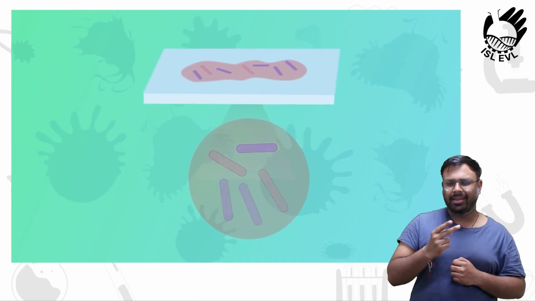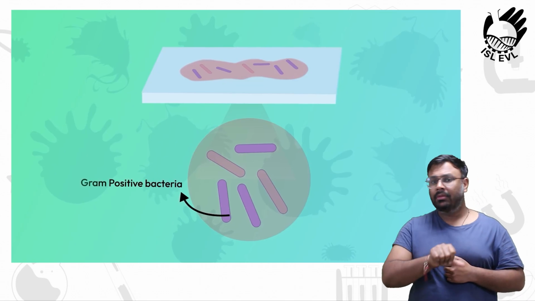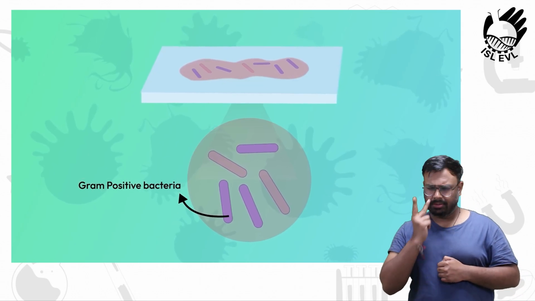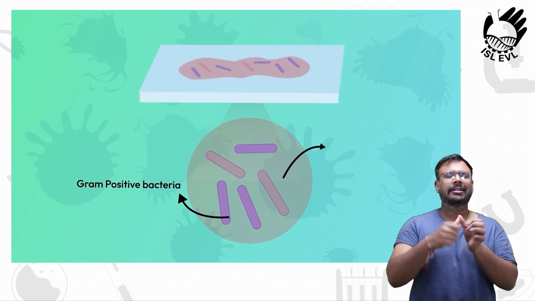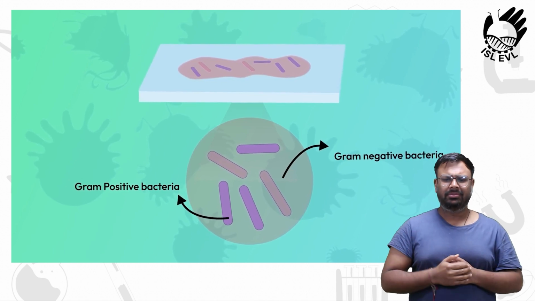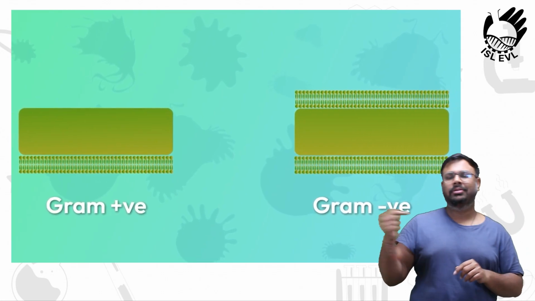The cells which retain the crystal violet appear violet, called gram-positive bacteria, and the cells which lose crystal violet are counter stained by the safranin, and hence these cells appear pink in color, called gram-negative bacteria. Do you know why this happens? Because gram-negative and gram-positive differ in their peptidoglycan composition.